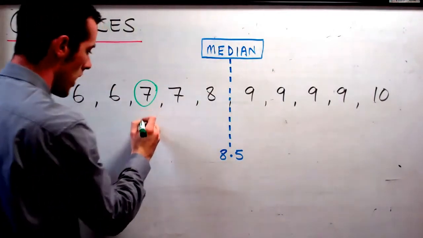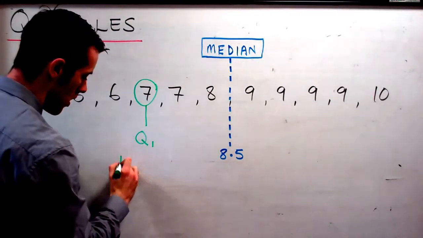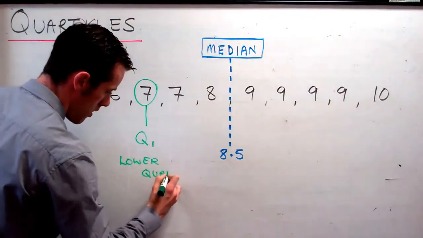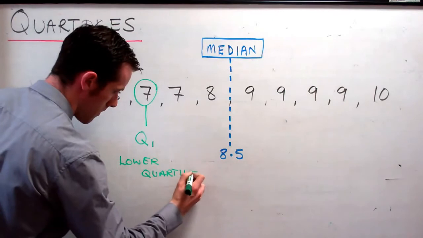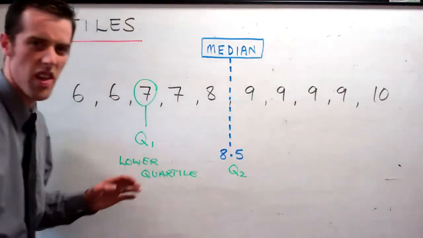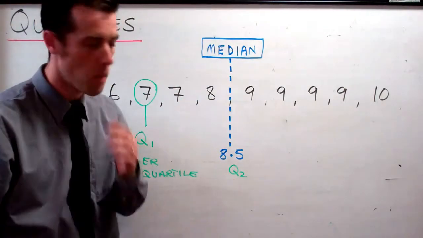And we call that Q1, or the lower quartile. We call this one Q2. It's like the second quarter, so if you think about 2 quarters, that's the same as a half. So we call the median Q2.